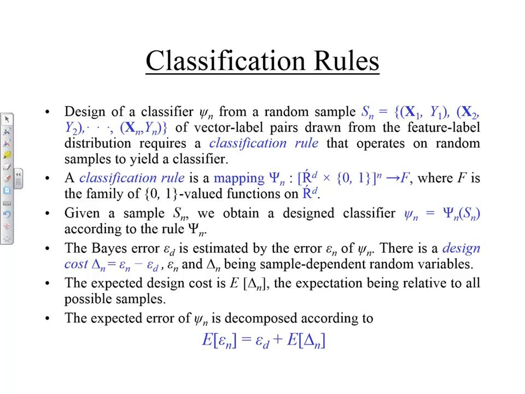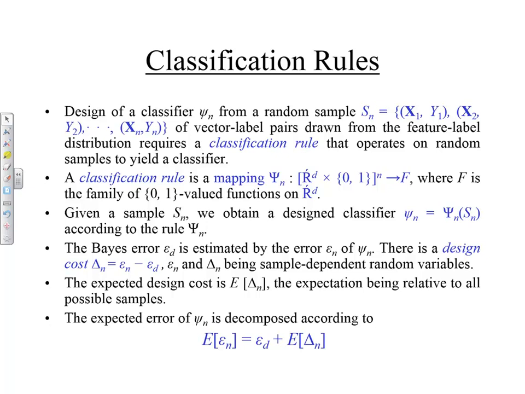Okay, so you want a function that is going to map a feature vector to a class label, right? You're observing these samples, and based on these samples you get your classifier. It is a function of the sample size, psi n. Now if you're given a new sample, we obtain a designed classifier by operating this classification rule on the feature-label pair that's given to you.